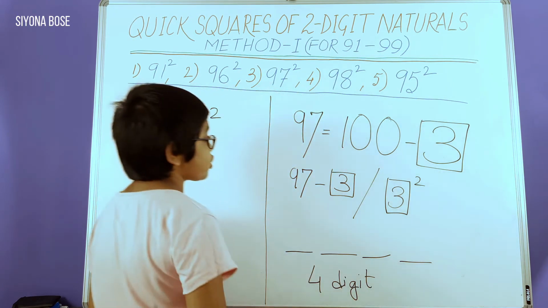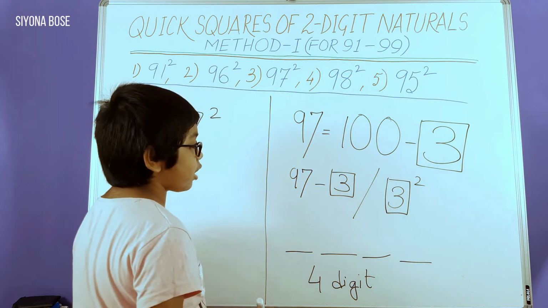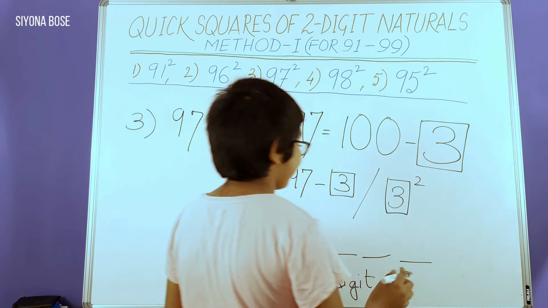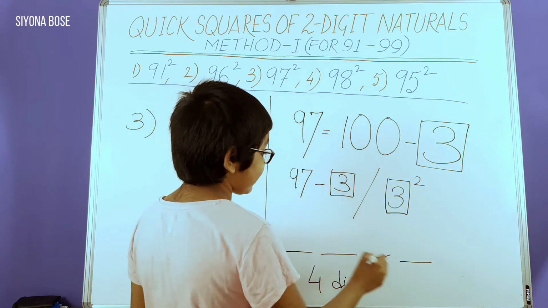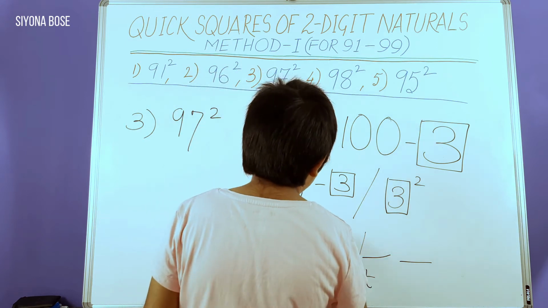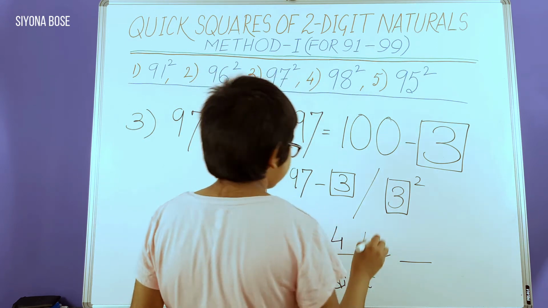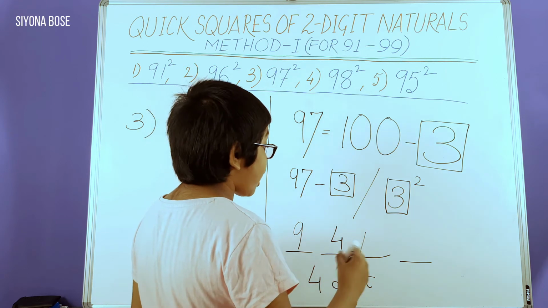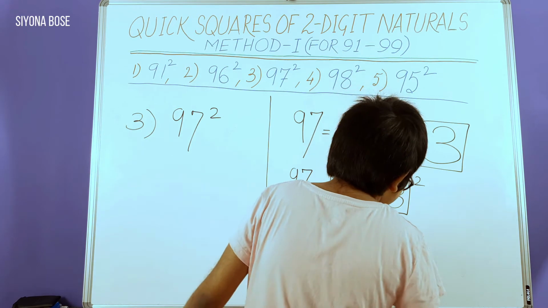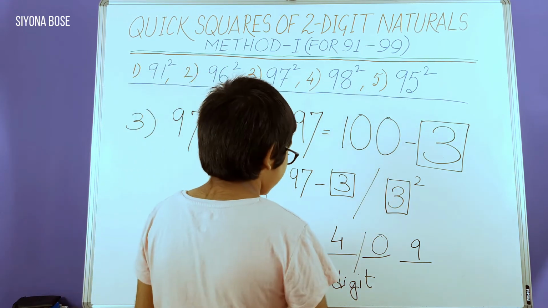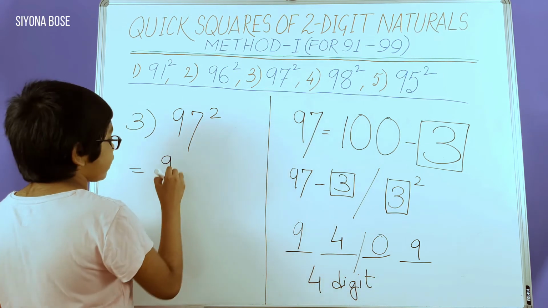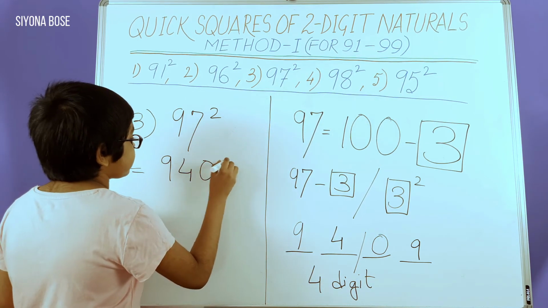But there is a glitch because 3 squared is a 1-digit number, and this is obviously 2 digits, and this is 1 digit. If I join these 2, it gives 3 digits, but we need 4 digits. It's compulsory. So here, obviously, we write 94, but here we have 9. So to compensate that, we write a 0 in this dash and a 9, obviously. 9409. Ultimately, 97 squared gives us 9409.